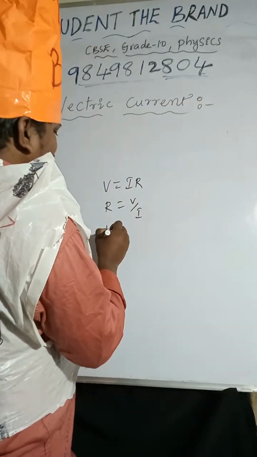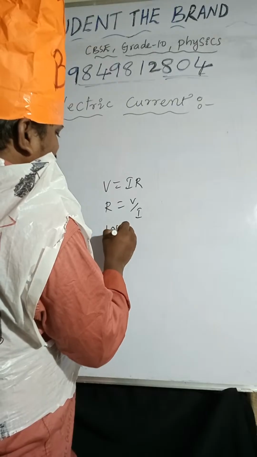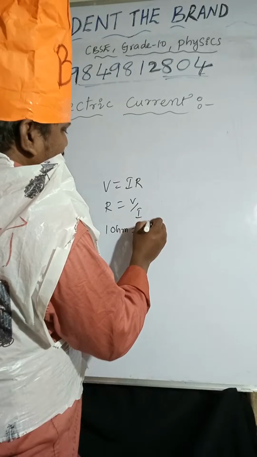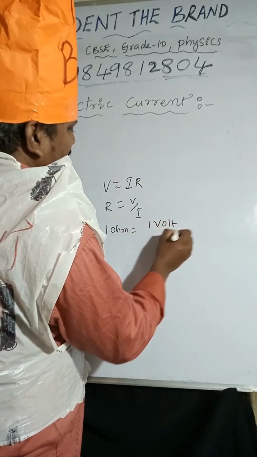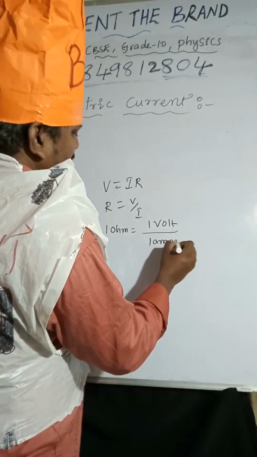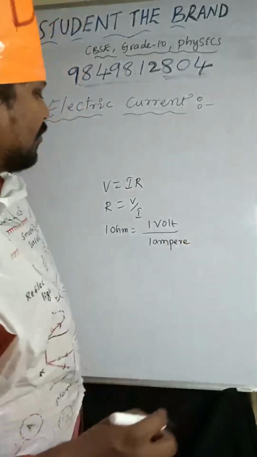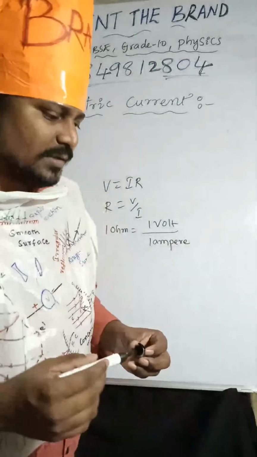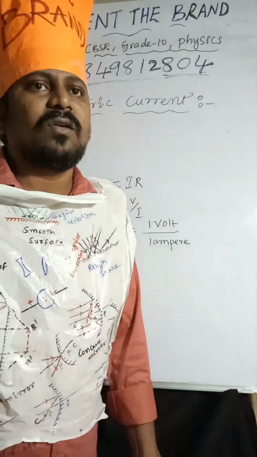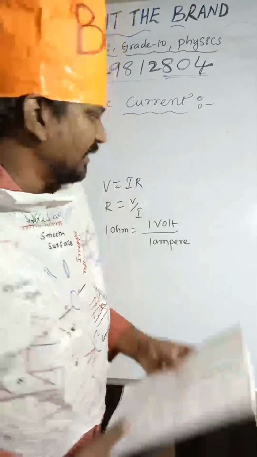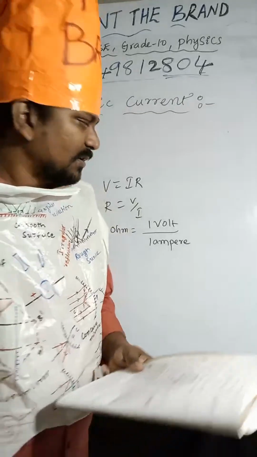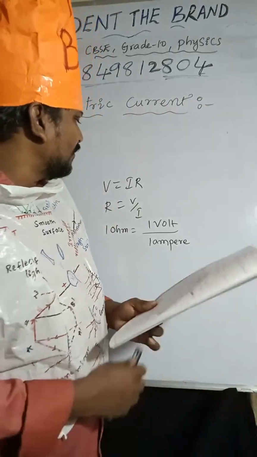So 1 ohm is defined as potential difference 1 volt and current 1 ampere. 1 ohm is just defined as 1 volt of potential difference applied across the ends of the given metallic conductor when 1 ampere of current is flowing. R equal to V by I.